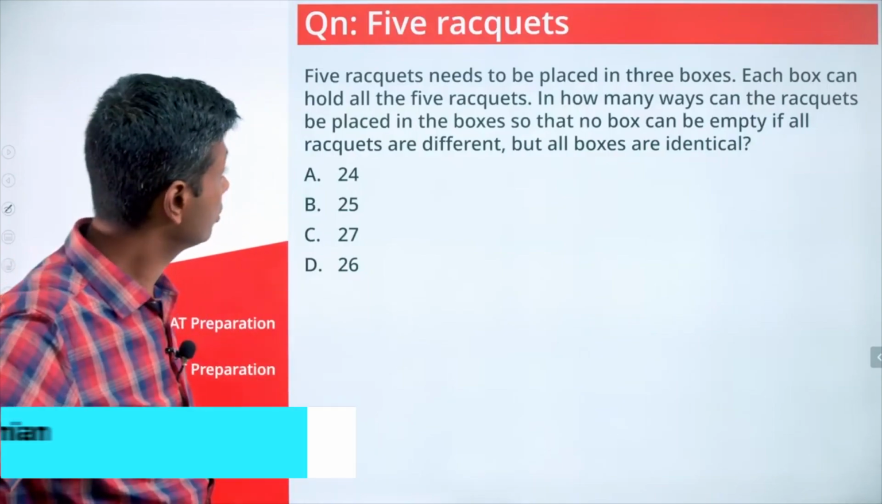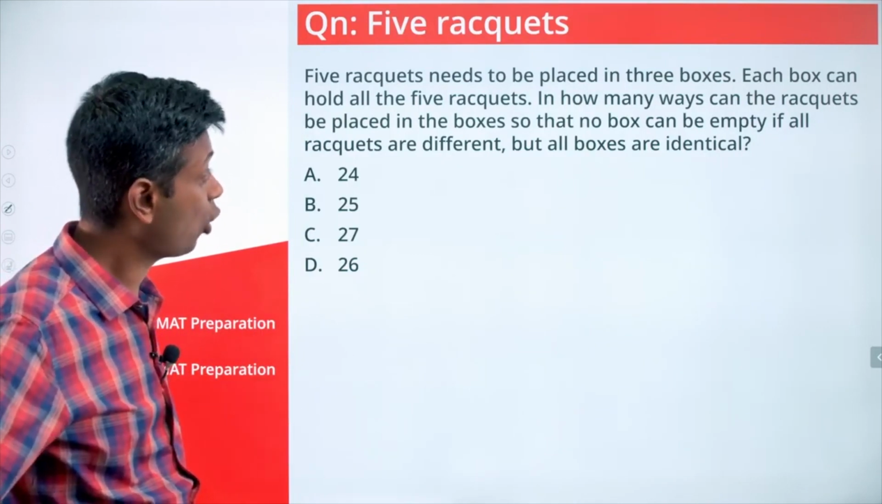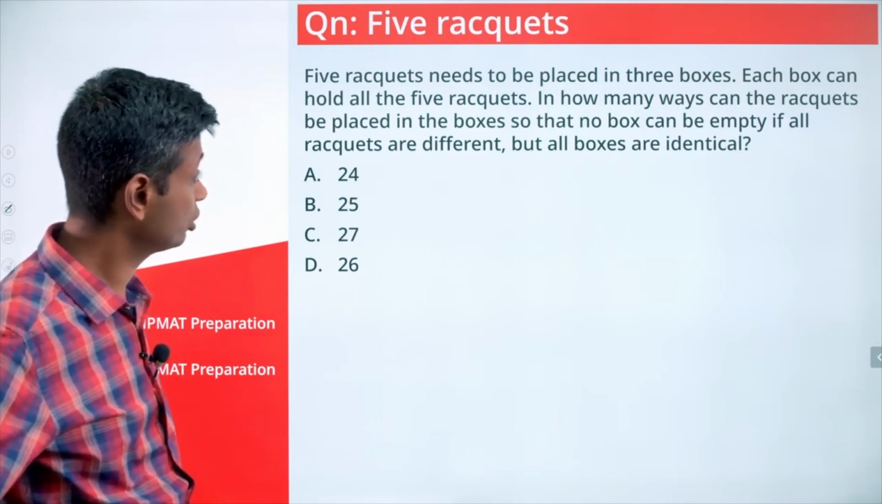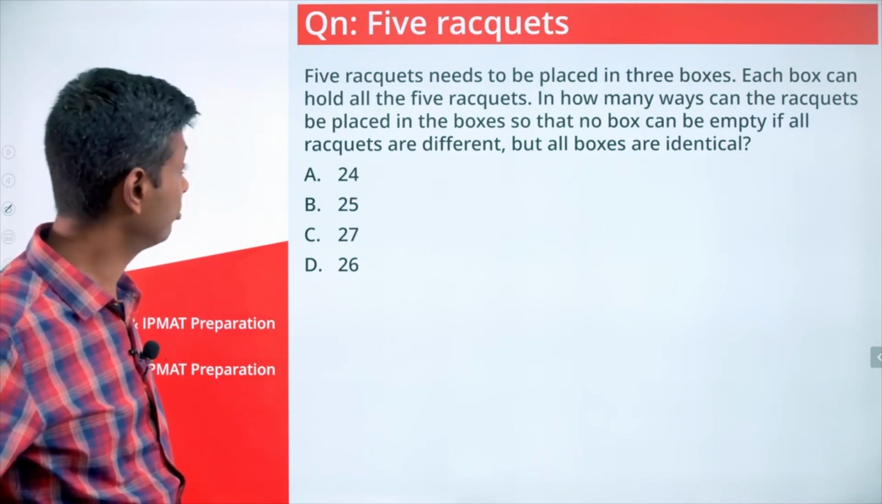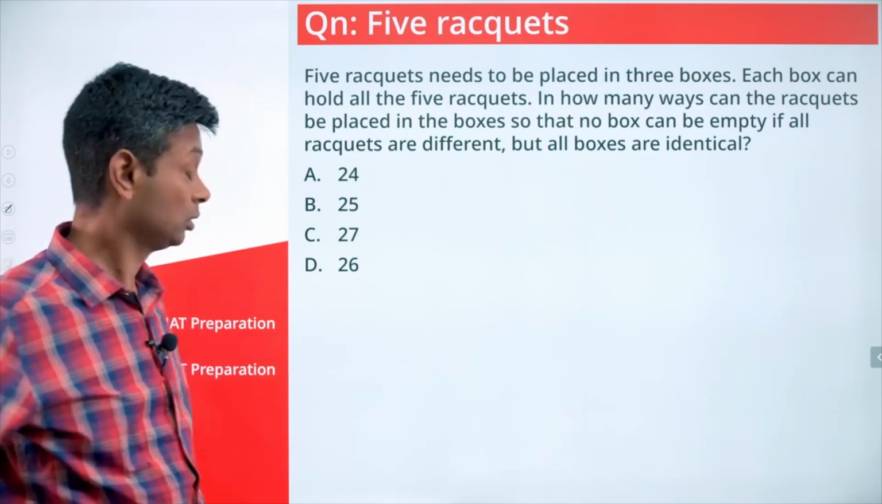5 rackets need to be placed in 3 boxes. Each box can hold all the 5 rackets. In how many ways can the rackets be placed in the boxes so that no box can be empty if all rackets are different but all boxes are identical?